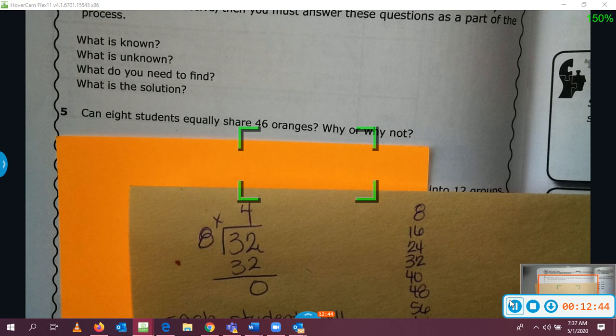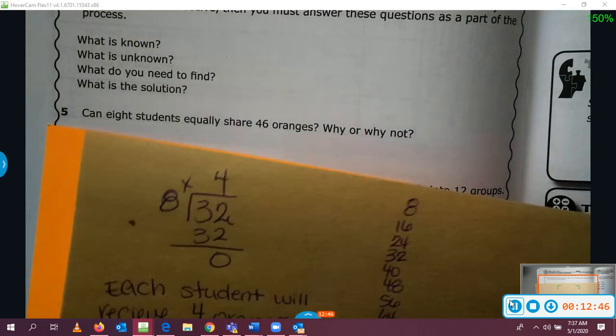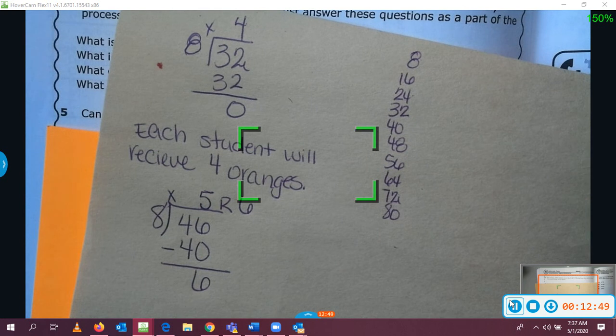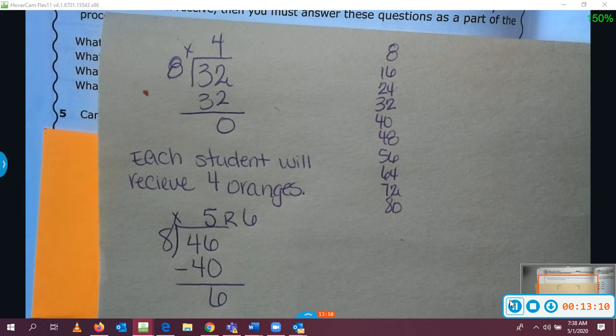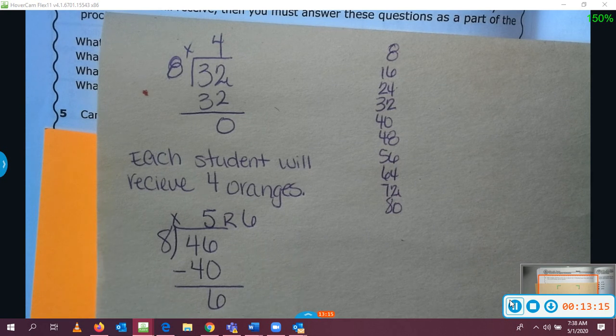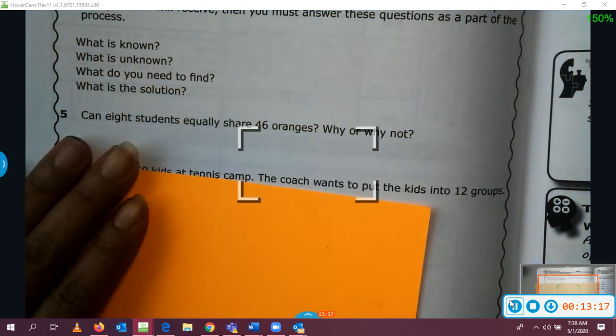So, to answer the question, why? No. Why? Because when you divide 8 into 46, you get 5 groups, and 6 doesn't make a whole group. You have 5 groups of 8, and then you have 6 in one group by itself, so that it cannot make a complete whole. So how many more would you need to make a complete whole, to make it 8? If you said 2, then you're absolutely correct. All right, let's go to the next one.